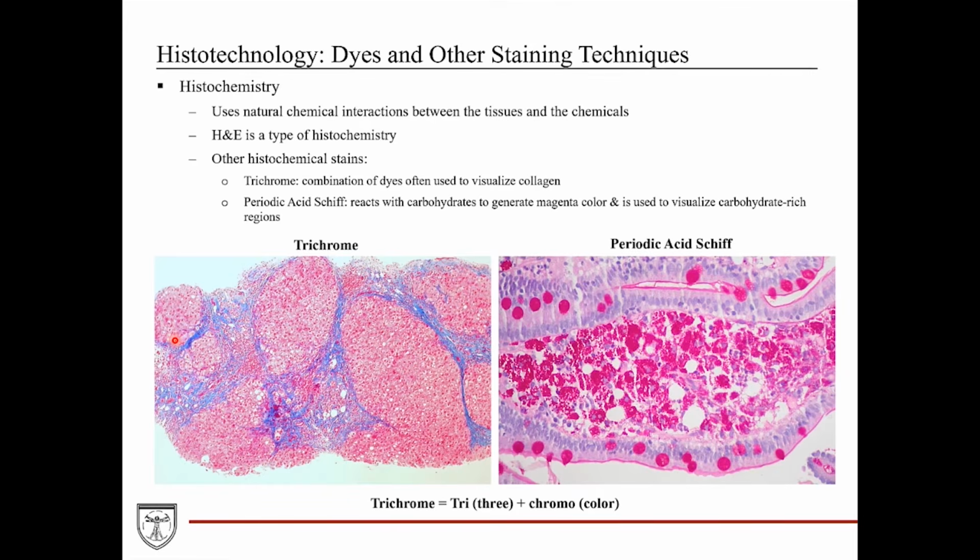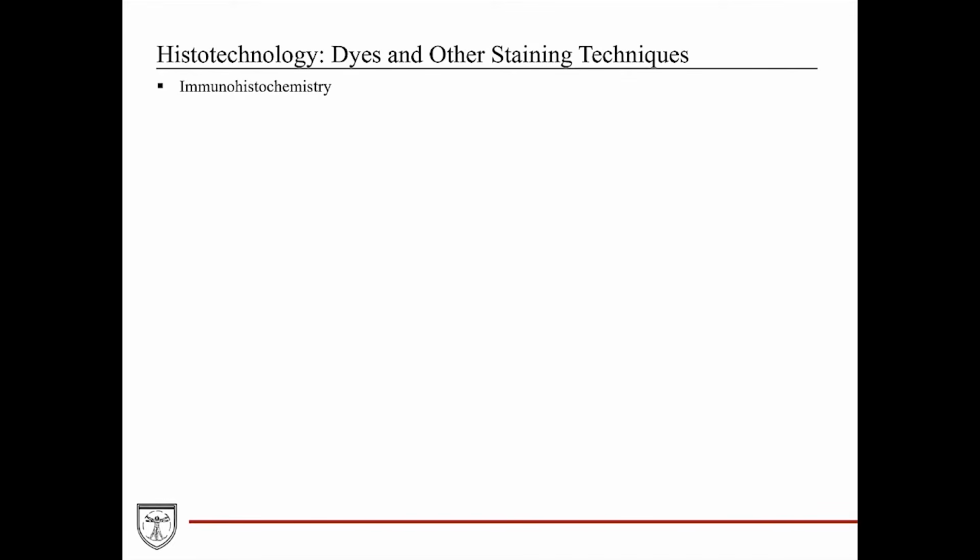Another histochemical stain is the periodic acid Schiff. This is a chemical that reacts with carbohydrates in a tissue or cell and turns them into this beautiful, intense red or magenta color. So as you can imagine, we would use periodic acid Schiff to visualize where carbohydrate-rich areas are within a cell or tissues.